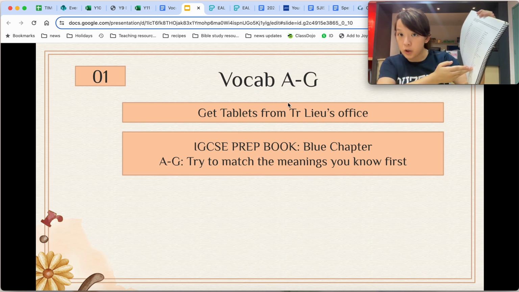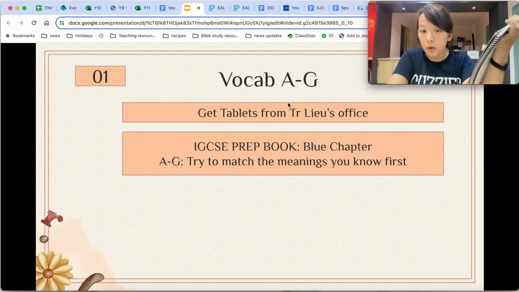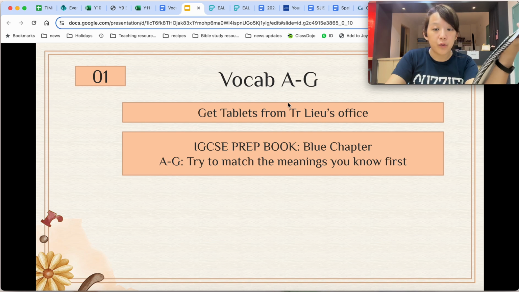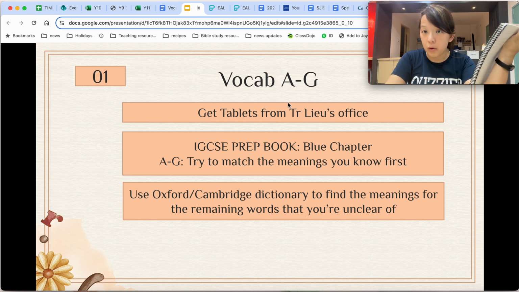So I don't need a dictionary for that. I know that's the meaning. Then I'll just match that straight away. Okay? Then, when you've filled in what you know, only then you use the tablets, use the dictionary. Don't just go from some online website.